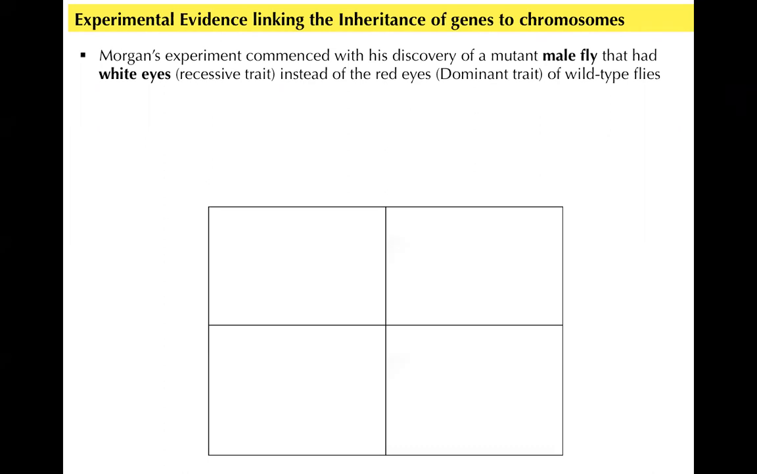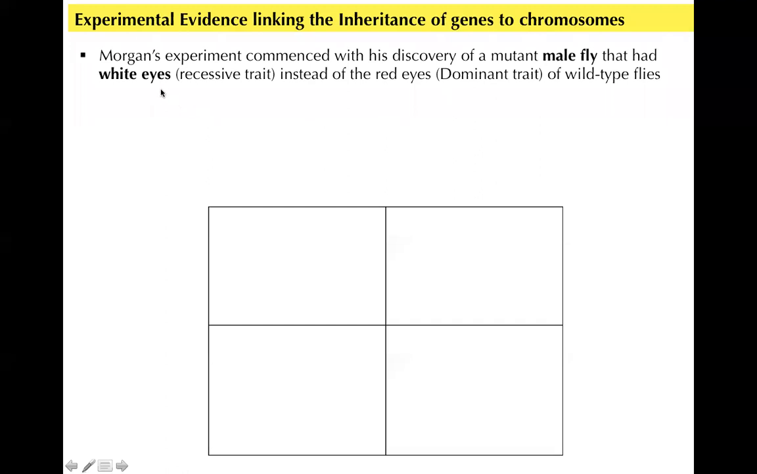Usually if you observe the eye color of Drosophila melanogaster, it has red eyes. But there were these people, T. H. Morgan and his student, who were searching for a very contrasting trait to study genetics. Fortunately, they detected a mutant male fly that had white eyes.